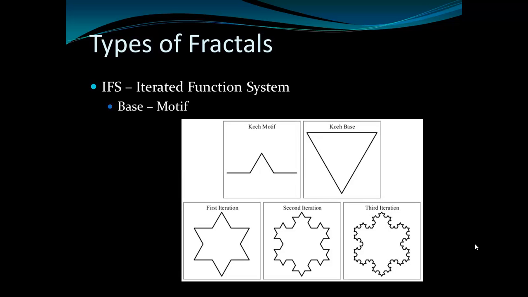The Koch snowflake, based on the Koch curve, is a base motif type of IFS fractal. You start with a base and replace the base with the motif. So for the snowflake, you start with a triangle as your base. Then you replace each side of the triangle with the Koch motif. You continue to do this as shown in these images.